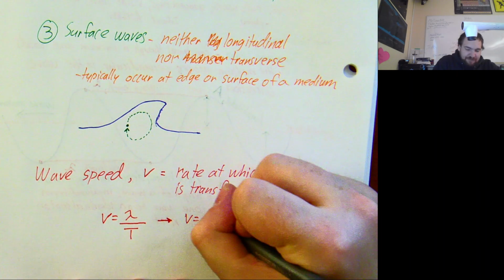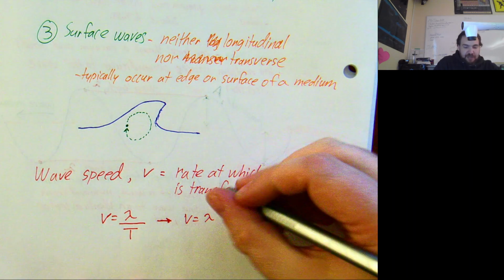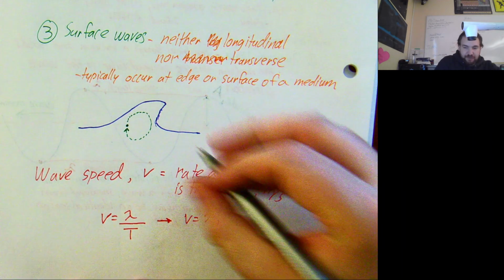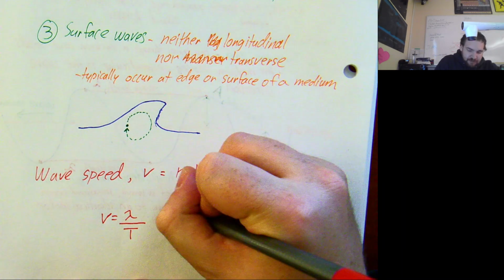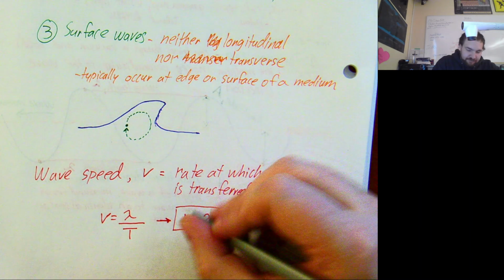V is equal to the wavelength. We know that 1 over the period is actually equal to what? Frequency. So this is the equation that we use for waves. This is called the wave equation. The speed of the wave is equal to the wavelength times the frequency.